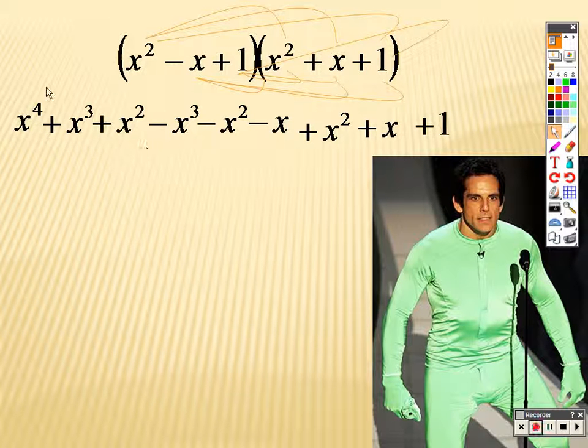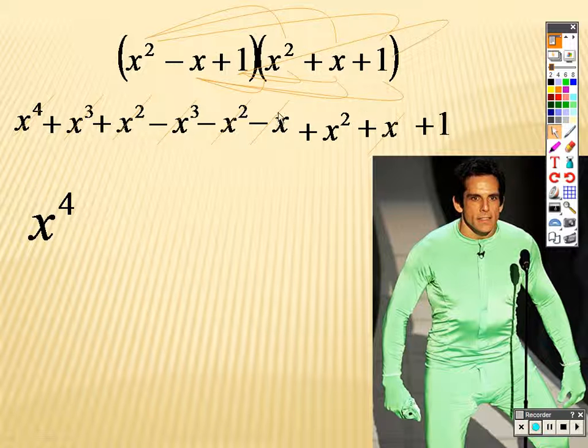So, I have an x to the fourth, and there are no other x to the fourths anywhere else. I have an x cubed here and a negative x cubed here. So guess what? They end up crossing each other out, so there are no x cubes. I have an x squared, a negative x squared, so they'll cross out, but then I have another x squared. So these two cross out, but I have an x squared left over. So I have an x squared that I can put down there.